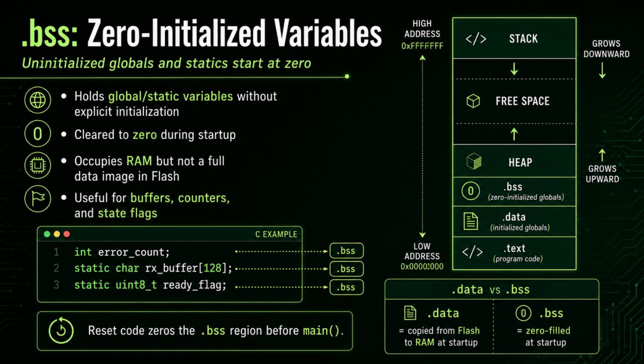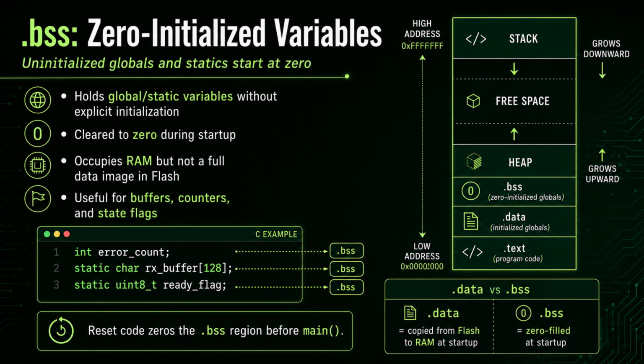The difference between .data and .bss is how the initial value is prepared. .data needs real initial values copied from flash to RAM. .bss does not need those values stored in flash. Instead, the startup code simply clears the whole .bss region to 0 before main starts. So .data is copied from flash, while .bss is zero-filled during startup. This makes .bss efficient for variables that only need to start from 0.